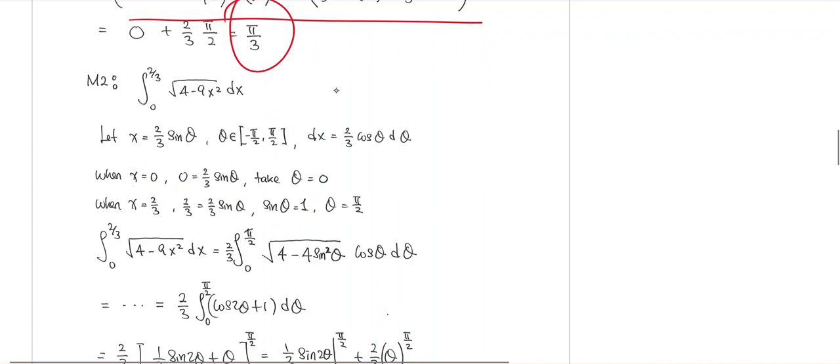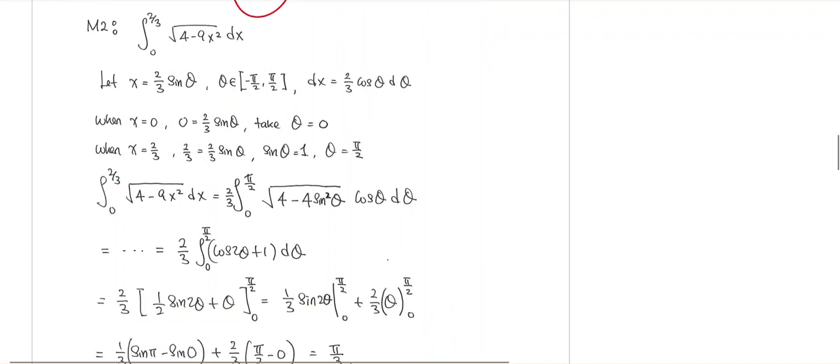So in order to make things work, our theta is between negative pi over 2 and pi over 2. So when x equal to 0, the theta which is in this range and solves these equations will be theta equal to 0. And when x is 2 over 3, the theta which is in this range and solves these equations is theta equal to pi over 2. So x equal to 0 will now convert to theta equal to 0, and x equal to 2 over 3 will now convert to pi over 2 in theta.